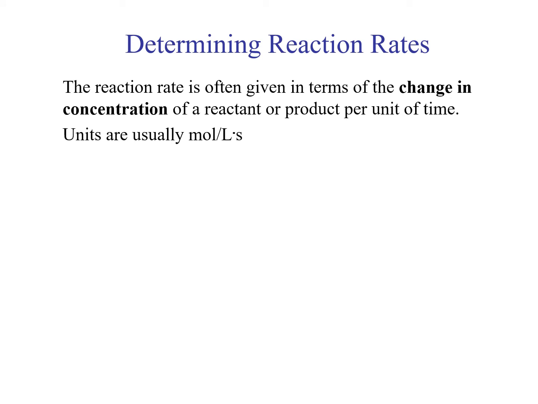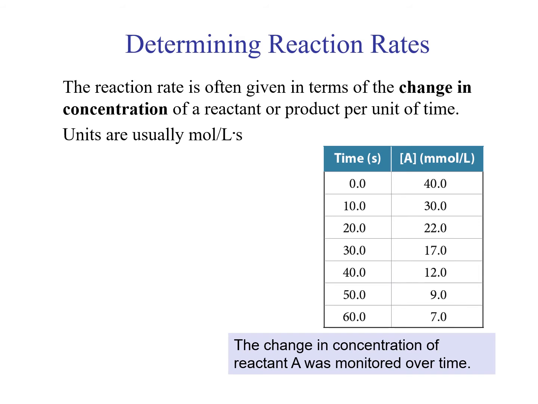We will be looking more often at the change in concentration of a reactant or product over time. This is often in units of moles per liter second. We can calculate reaction rate from data provided or determined experimentally, such as the information shown here. In this table, A is a reactant that is being consumed. You can see that its concentration decreases with time. The square brackets are used to show that we are talking about A in terms of concentration. Using information in this table, we can calculate reaction rate.